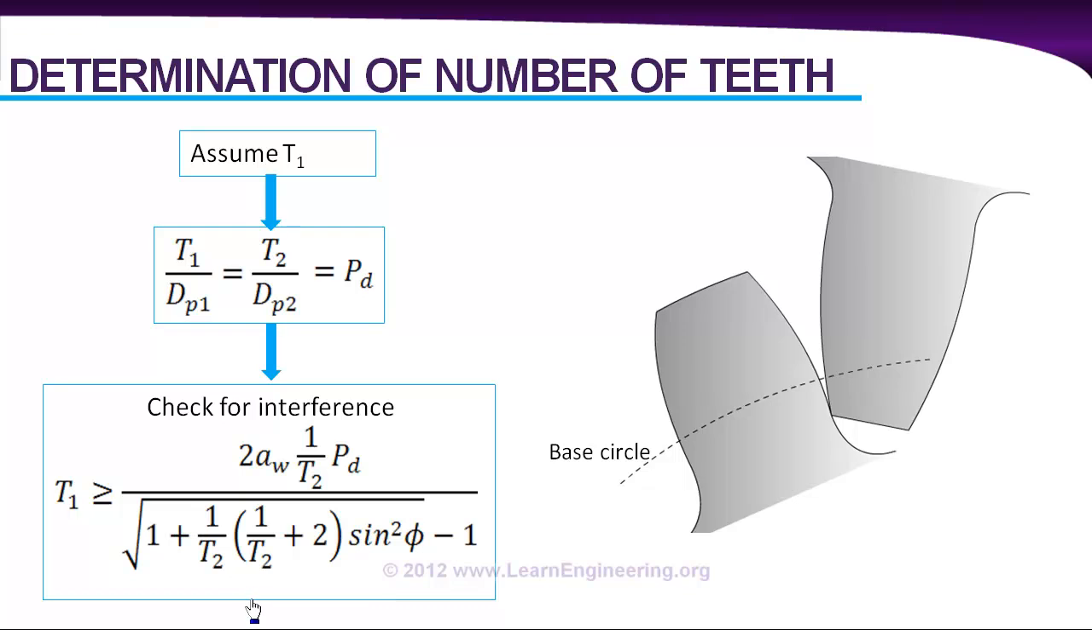So first check for this. If this condition is true, everything is perfect. You have the number of teeth on both the gears. But if this condition is wrong, then you have to increase the value of T1 and redo this calculation again. And here Aw means addendum value and phi is the pressure angle of the gear. Usually designers take a pressure angle of 20 degrees. In that case, you can take an addendum of 1 module and a dedendum of 1.2 module, and module is defined like this.